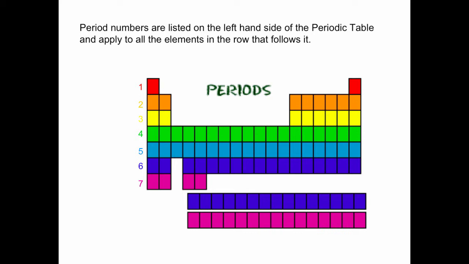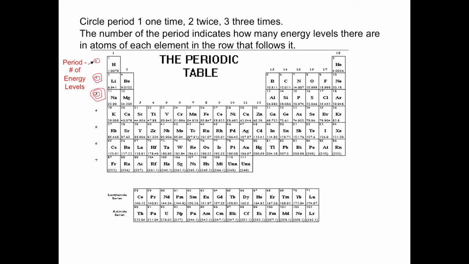Periods are listed on the left side of a periodic table, and they apply to all elements in that row. So let's circle on the periodic table in your journal. You can either do the one that we glued in yesterday, or you can do the one that we did in the very back of our journal. I do not care, but I will be checking for it. I'd prefer you to do it in the one in the back.